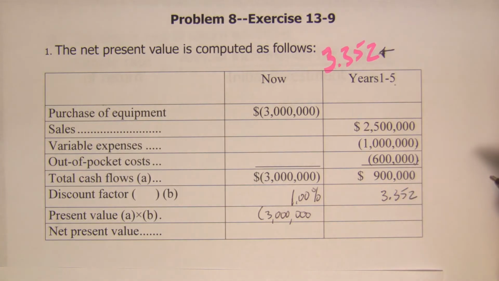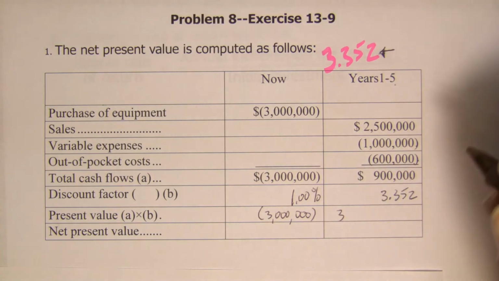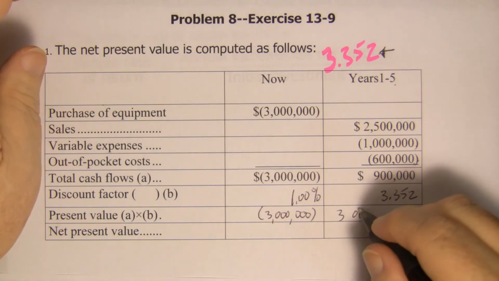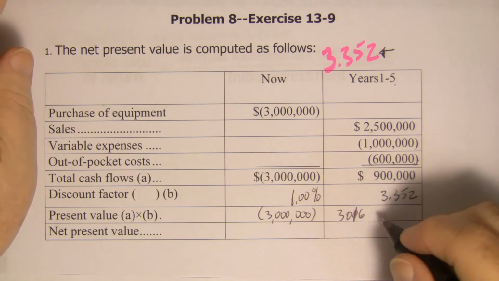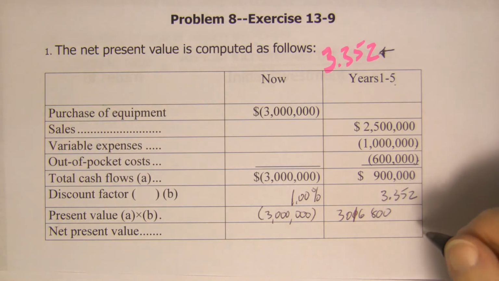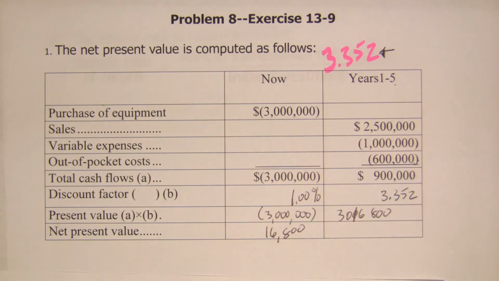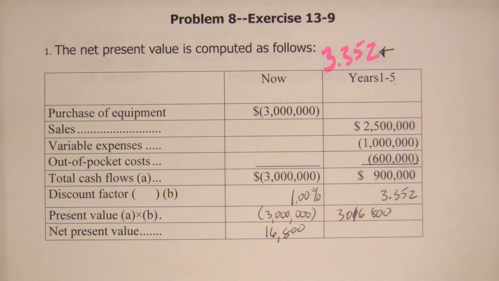3.352. So that gives us a total of $3,016,800. So the net present value of this project, from the company's point of view, is $16,800. The company would want to do that. At the end of the project, the company is $16,800 richer. From the company's point of view, that's a let's go for it.